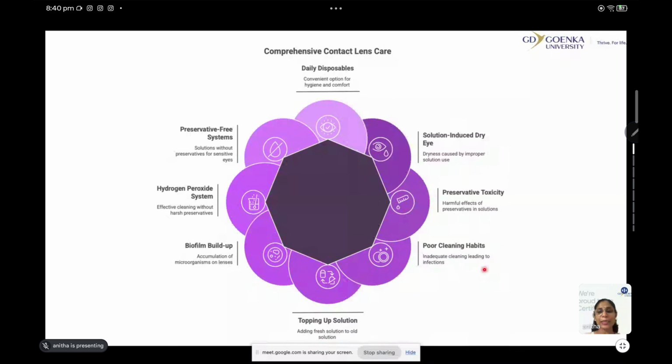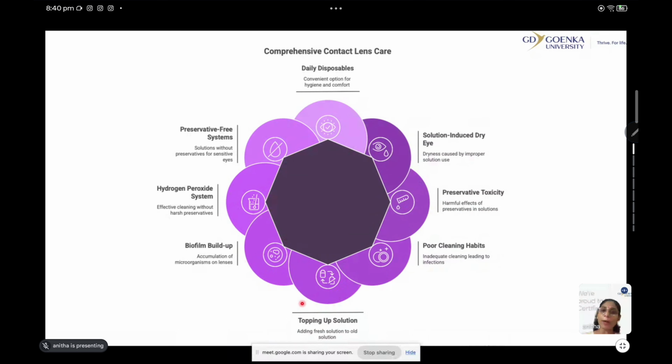Then poor cleaning habits, so inadequate cleaning leading to infections also. Topping up solution is again a bad habit of non-compliant patients. They either forget to throw away the solution present in the case, or the case would already have remainder solution from the previous day, and then they top up, pouring extra fresh solution into it. So that is like adding fresh solution to the old solution. That also ends up in conditions where infections develop.